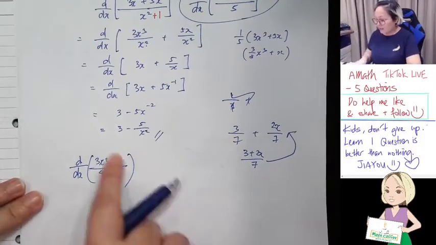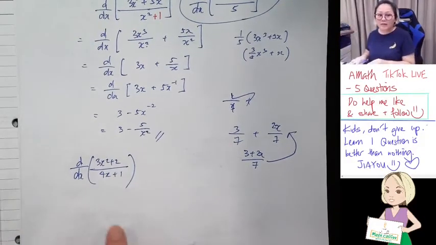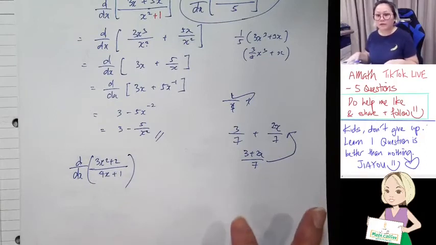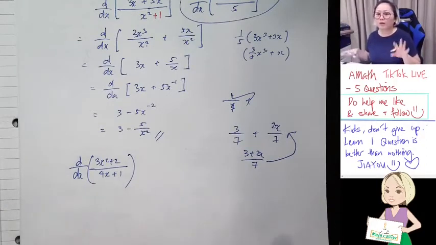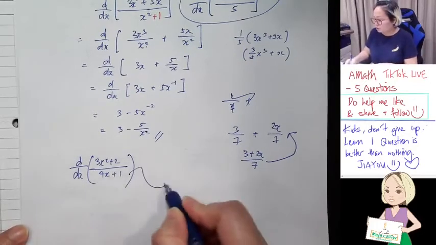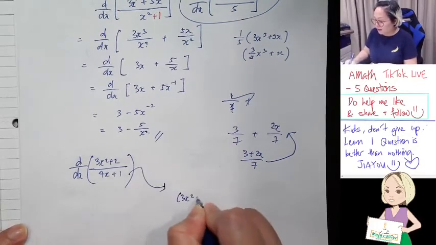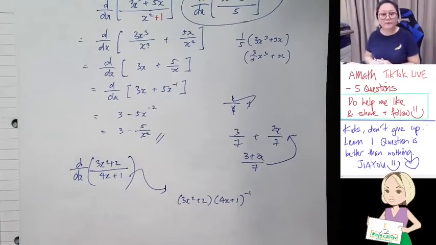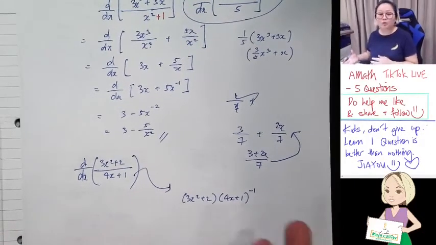Okay, see this one, kids. This one the denominator has 2 terms, so I cannot split, right? So this one I can only use quotient rule. Agree? So this one you have 2 choices. You either can use quotient rule or you change it to product rule also can. Because I can also change it to become 3x squared plus 2 times 4x plus 1 to the power of -1. Then in this case I can use product rule as well.